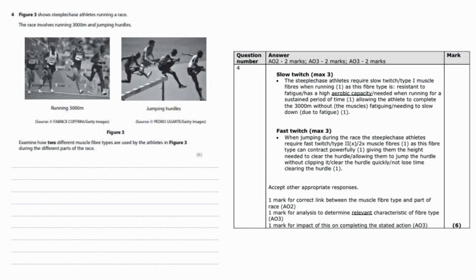Again, the third and final mark for that part of the question needs to link to the performance, the overall performance in the race. So we could say here that jumping over the hurdles effectively and with enough power will prevent the runner from slowing down, enabling them therefore to get a better time during the race.